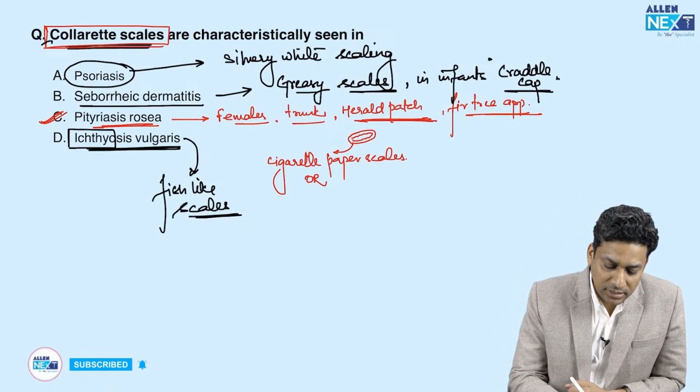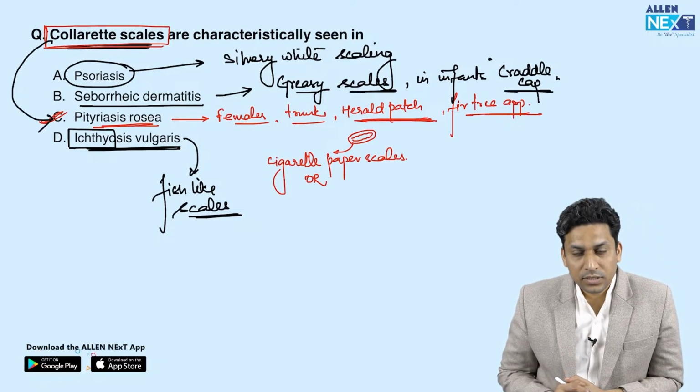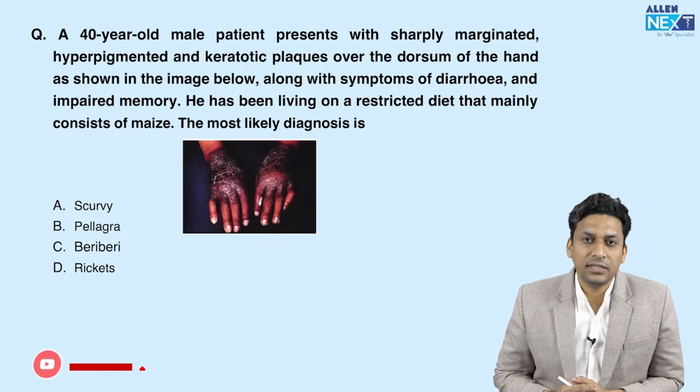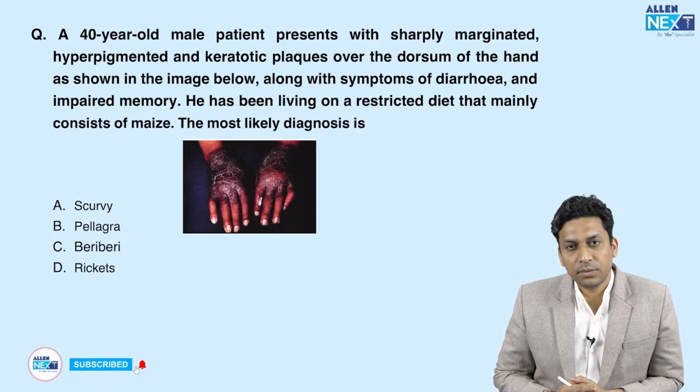Remember, collarette scales are seen in pityriasis rosea. Now this is a repeat question. Many times this question has been asked, and you can very easily make the diagnosis because there are so many clues which are mentioned in this question.